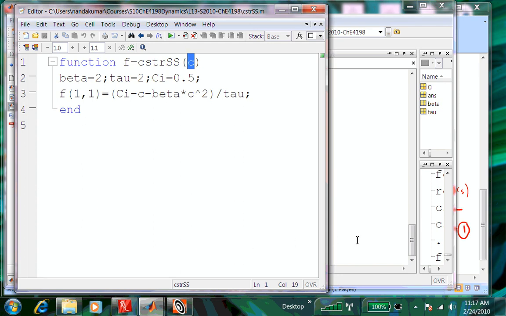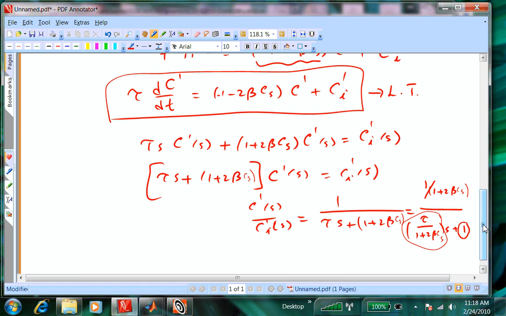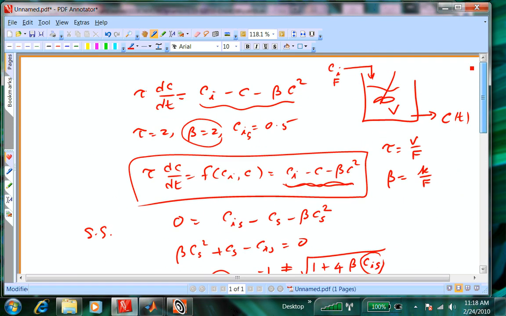So this is a function which takes in any guess that you make for C and calculates, for example, it will come here and calculate what the function values are. I'm not sure I'm understanding your question. What does this function represent? Here it is, the steady state part of the equation.